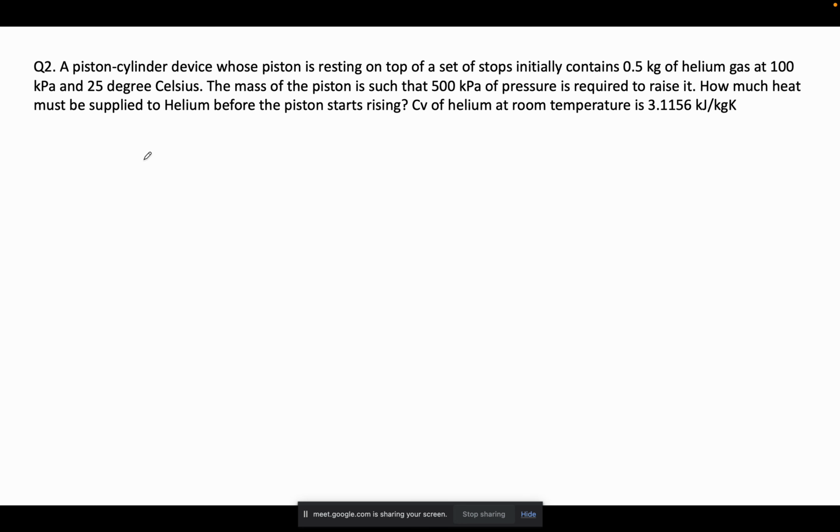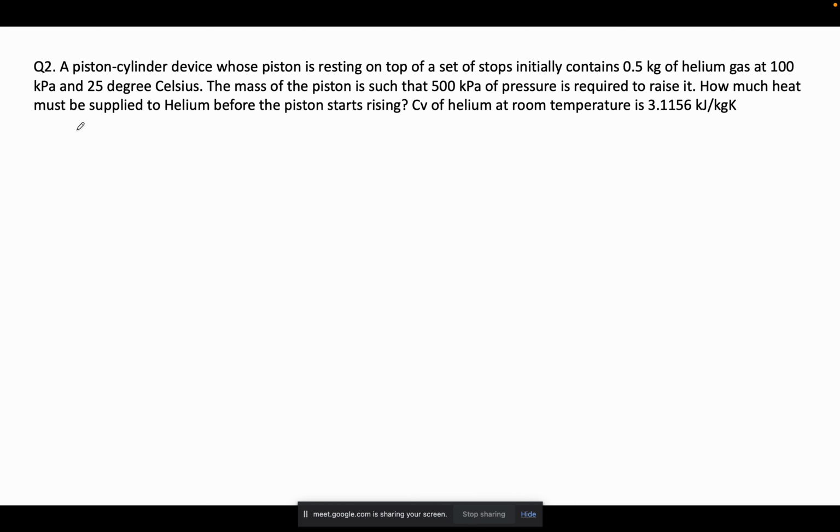Next, a piston cylinder device whose piston is resting on top of a set of stops initially contains 0.5 kg helium gas at 100 kilopascal and 25 degrees Celsius. The mass of the piston is such that 500 kilopascal of pressure is required to raise it. How much heat must be supplied to helium before the piston starts rising? The Cv of helium at room temperature is given as 3.1156 kilojoule per kg Kelvin.